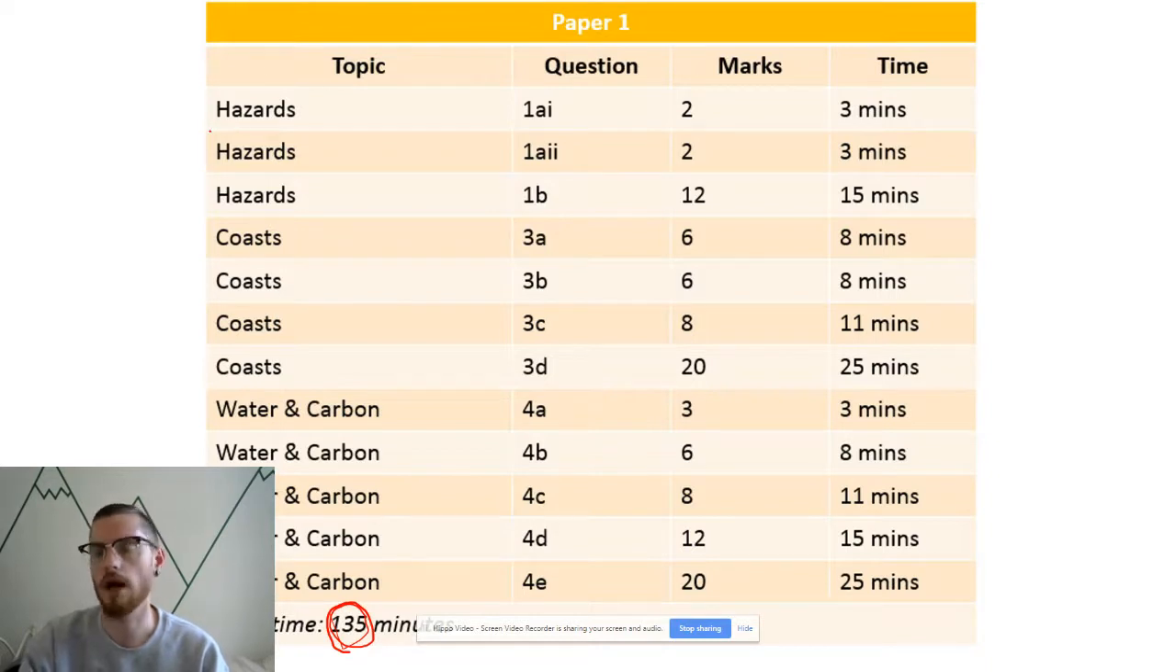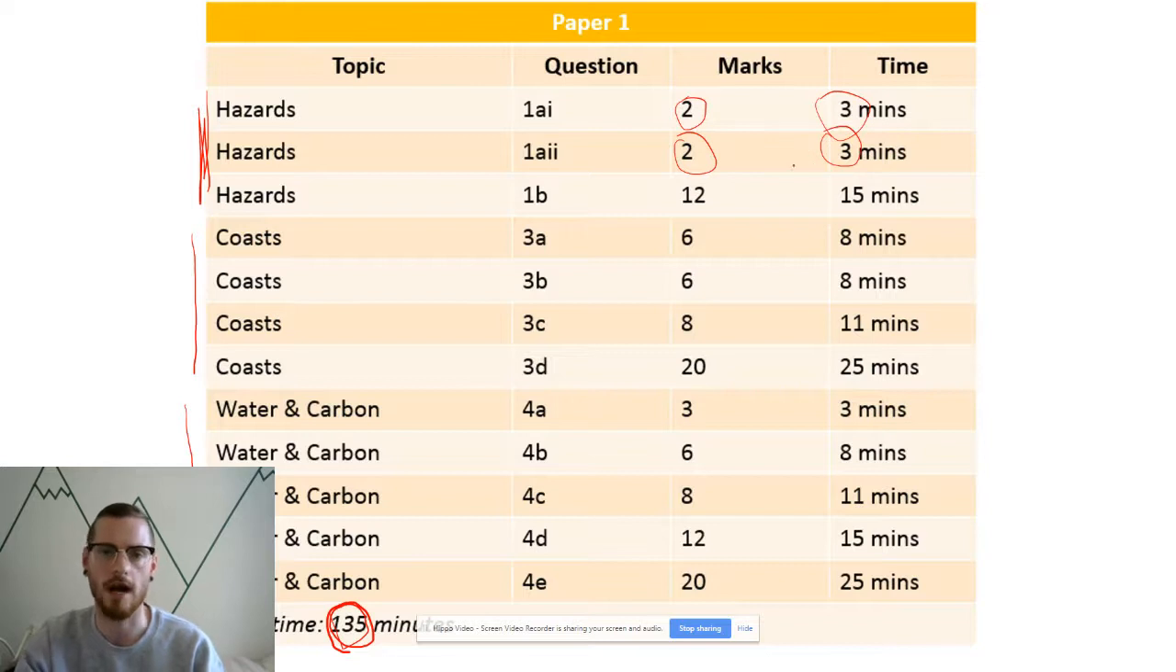I've tried to break down for you how long you should spend on each question, okay? So this is hazards, then we've got coasts, and then we've got water and carbon. So these are your 3 sections on paper 1. I've broken it down by question, which we've already broken down earlier, and then I've put beside it how many marks they're worth, and then how long you should spend on them. So for hazards, you're looking at 2 markers being 3 minutes only. That's all you have. If you spend too long on those small, short, low tariff questions, you are eating into the time that you really need on the longer questions.